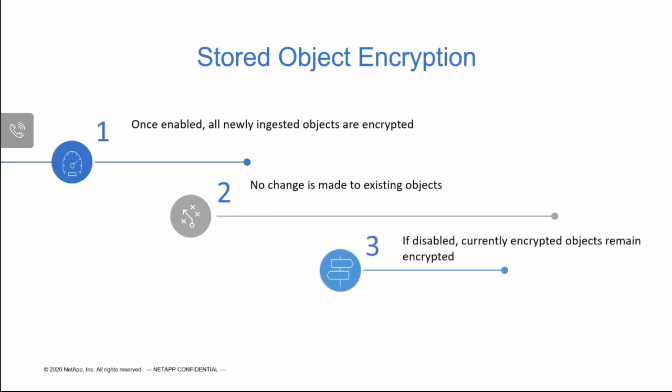Same thing, once it's enabled and you've ingested a bunch of data, that data will remain encrypted, right? So if you disable encryption at that point, only newly ingested objects will be unencrypted, but you have a batch of data that has been encrypted. Same philosophy. If you want all of your data to be unencrypted, make sure that you do not have encryption enabled, and you will have to re-ingest said data that came in while encryption was enabled.